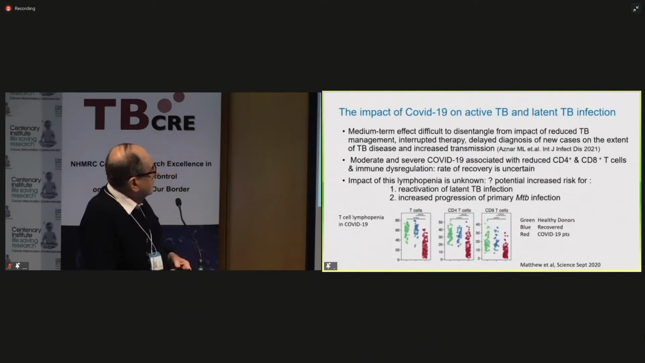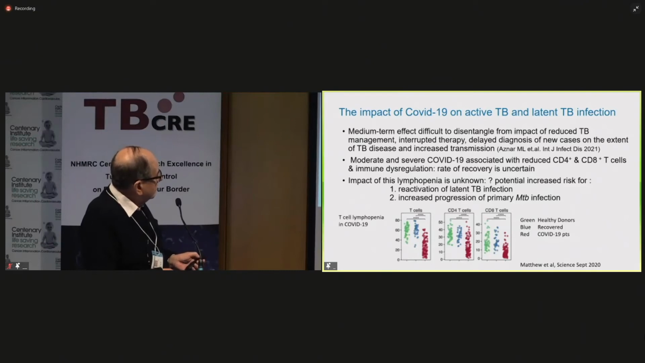So what about the other way around? What is the effect of COVID on active tuberculosis and latent TB? And this is, in fact, much harder to disentangle because, as Ben was saying, the impact of reduced tuberculosis management, interrupted therapy, delayed diagnosis of new cases with progression, increased transmission. So all of these control factors could worsen TB.